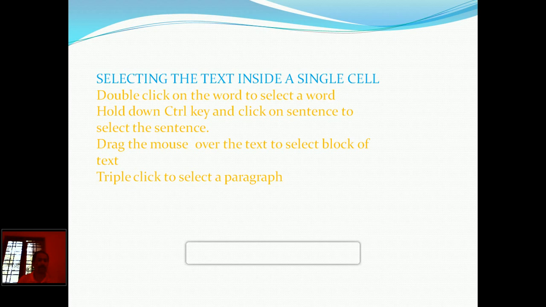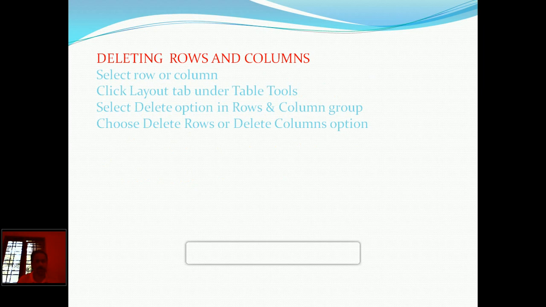Now another one: drag the mouse over the text to select a block of text. In a cell, many words can be typed. Then if you want a part of the text, a block of text, maybe 3 words or 4 words, whatever it may be, just move the mouse pointer, click and drag the mouse, so that the block of text will be selected. Now to select a paragraph from the cell, that is a triple click. Without much delay, we have to press the left mouse button 3 times, so that the paragraph will be selected.